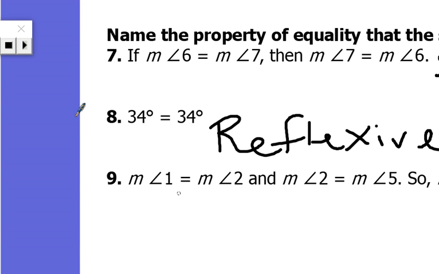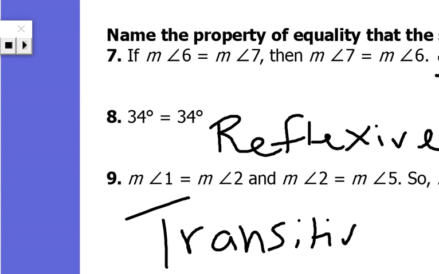So we can make the conclusion that 1 also equals 5, and that is our transitive property. If A equals B and B equals C, then A equals C as well. All right, let's dive in a little bit more into some application.